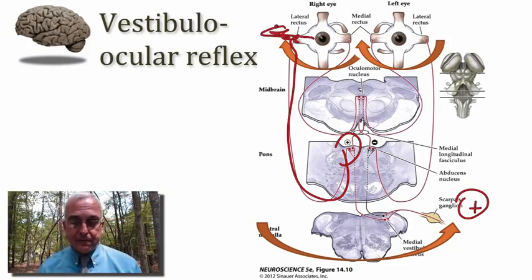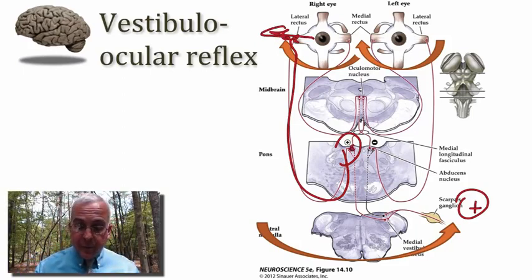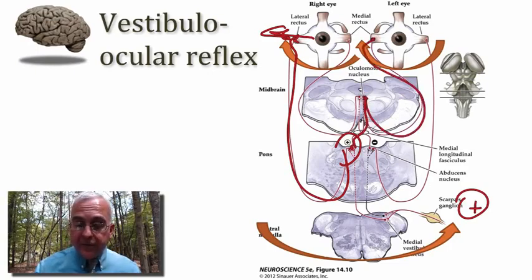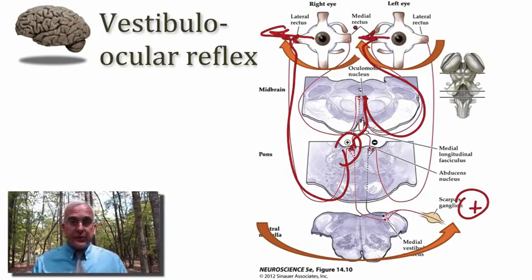Meanwhile, there are internuclear interneurons that will project from one abducens nucleus to the contralateral oculomotor nucleus, and then that will drive the contraction of the medial rectus muscle in the other eye to produce a synergistic rotation of both eyes in a conjugate fashion, exactly opposite to the motion of the head. So the head goes to the left, the eyes go to the right.